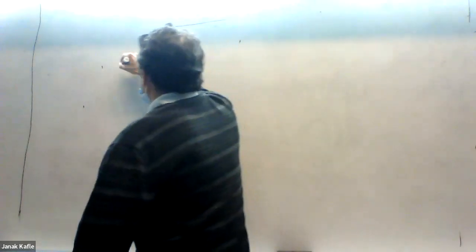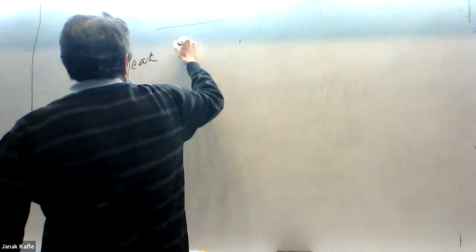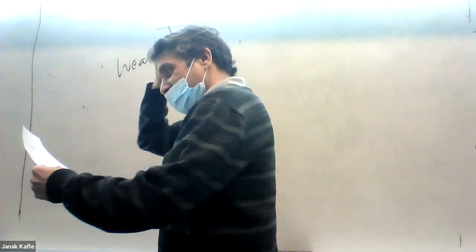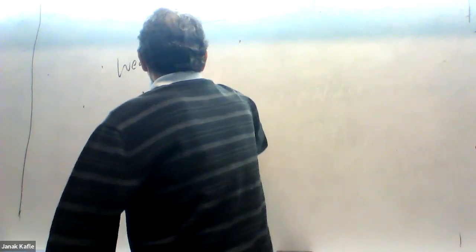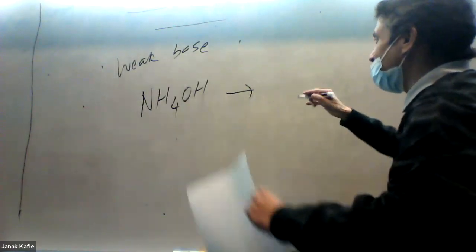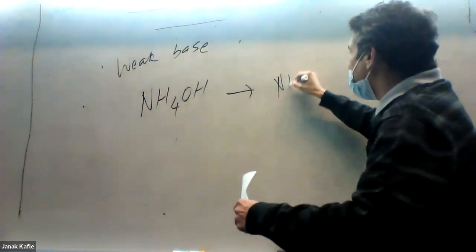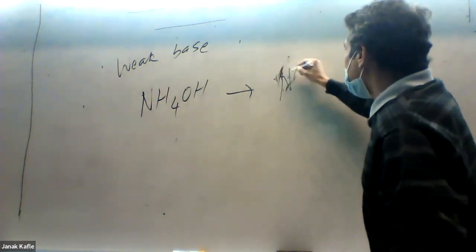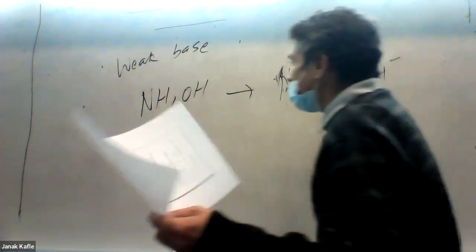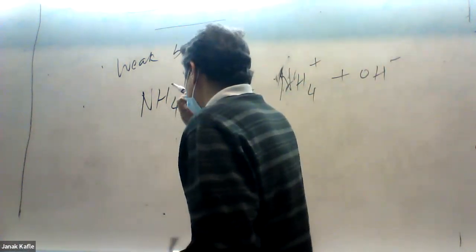Weak acid. Now let's talk about the weak base. So weak base is the same. So take one base. I'm going to write one base here. That base is ammonium hydroxide, NH4OH. So if you put 100 molecules of NH4OH in water, it is going to break like this: NH4 plus and OH minus.